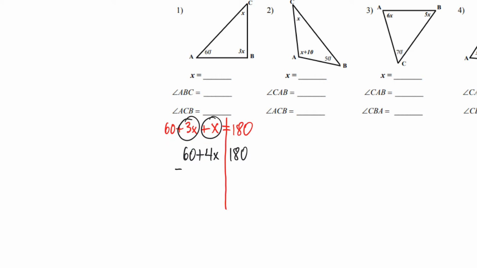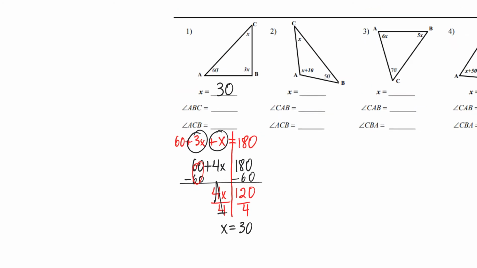Okay, now we're going to subtract 60 from both sides. This zeroes out, and we get 4x equals 120. Then what do we do? Divide by 4 on both sides. That way these 4's cancel the 1, and then x equals 30. Okay, so x equals 30.